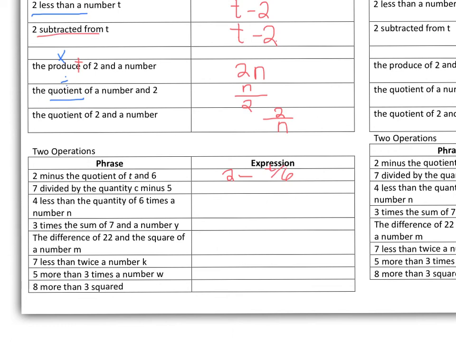C minus 5. So quantity means amount. So you could have 7 divided by, you could just use a fraction bar, the quantity. So we need to put parentheses around c minus 5, because we need to first subtract c, the difference of c and 5 first, before you can perform a different operation. 4 less than the quantity. Okay, so 4 less than some quantity.